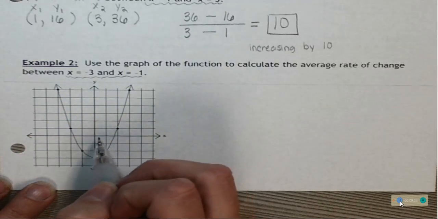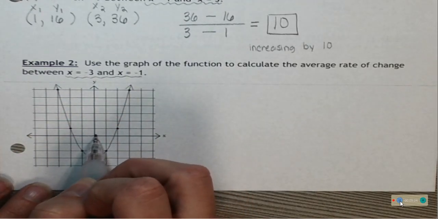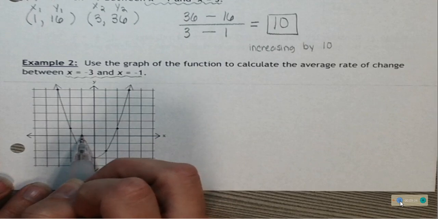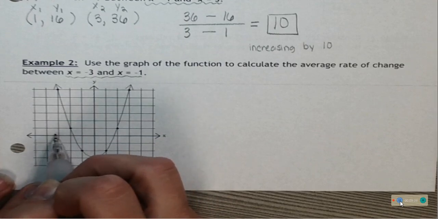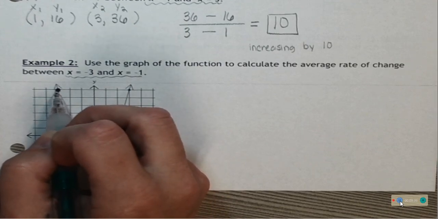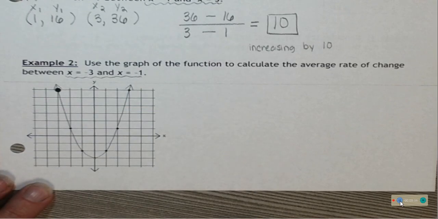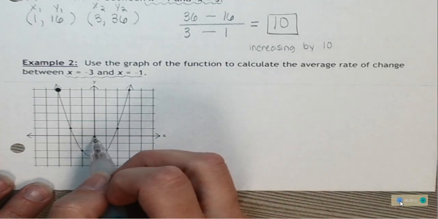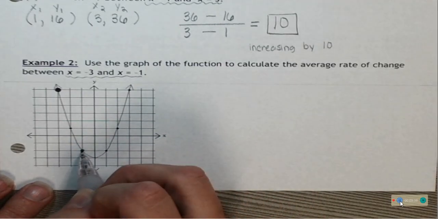Negative 3, negative 1. So here's what you do. You're at 0, 0. X is negative 3, 1, 2, right here. You go up until you find where you're at on the graph. X is negative 3 when y is right there. X is negative 1, then y is right here.